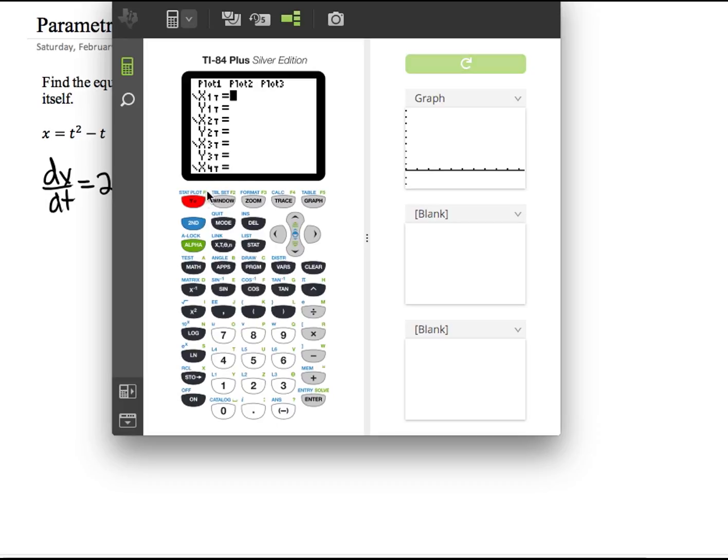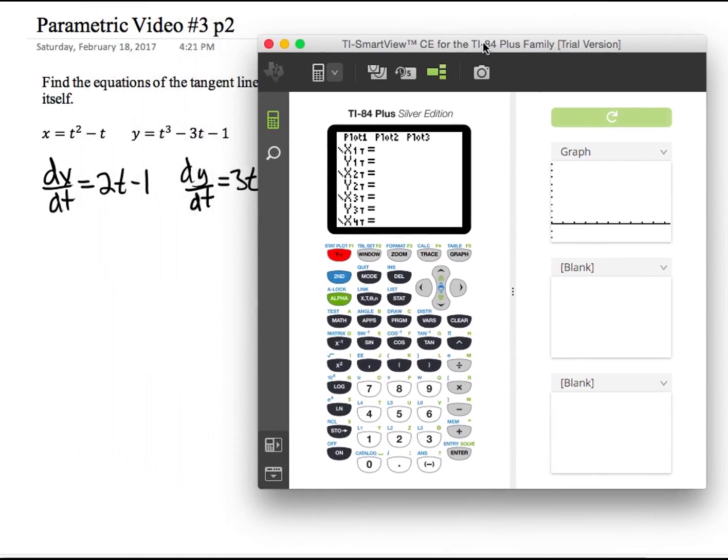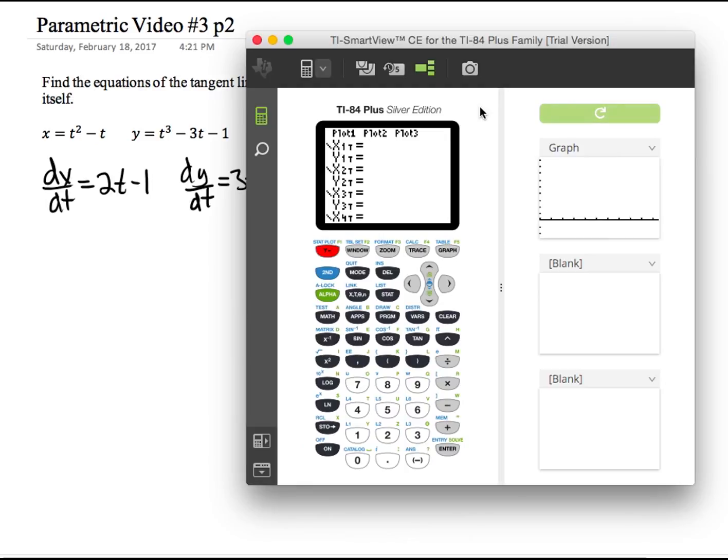And then if I hit y equals, it should be in parametric. So I'll stick my equations that we had in there. So we had, I think I'm just going to use the calculator, t squared minus t is x, and t to the third minus 3t minus 1. Let's look at our window here.